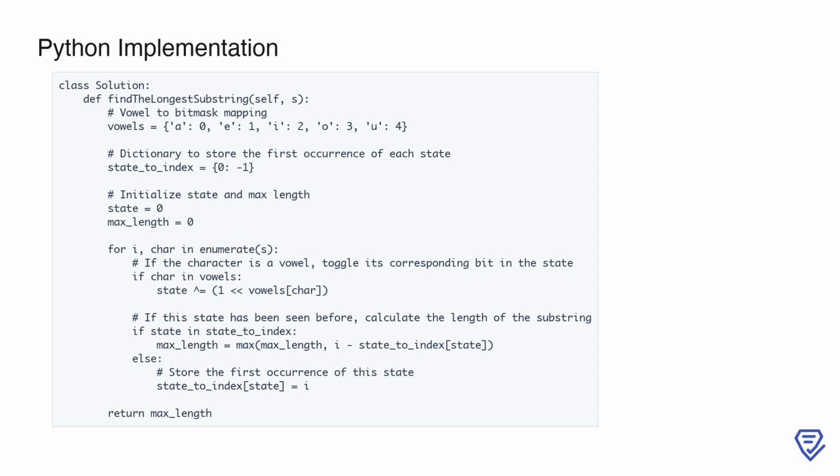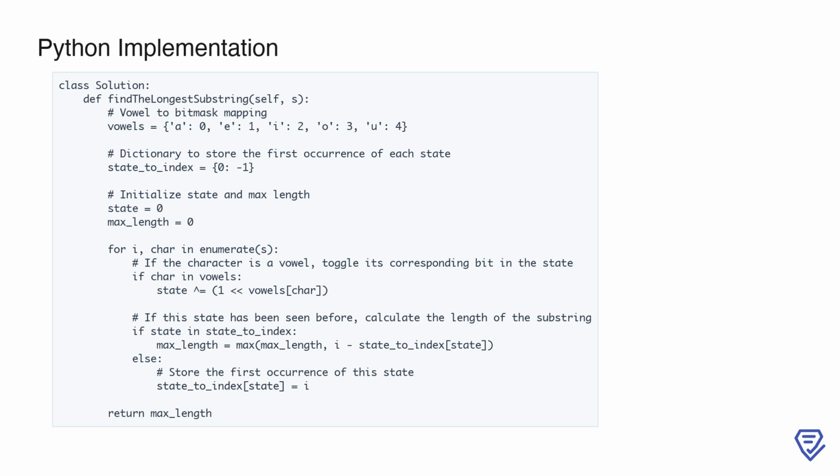This implementation solves the problem of finding the longest substring where vowels appear in even counts using a bit masking technique combined with a hash map. Here's a detailed breakdown. 1. Understanding the bit masking approach. Each vowel, a, e, i, o, u, is assigned a unique bit in a 5-bit binary number. For example, a corresponds to the least significant bit, the 0th bit, e to the first bit, and so on. The state variable represents the current parity, even or odd, of all 5 vowels. Toggling a bit in the state indicates that the count of that vowel is now odd, or even again.